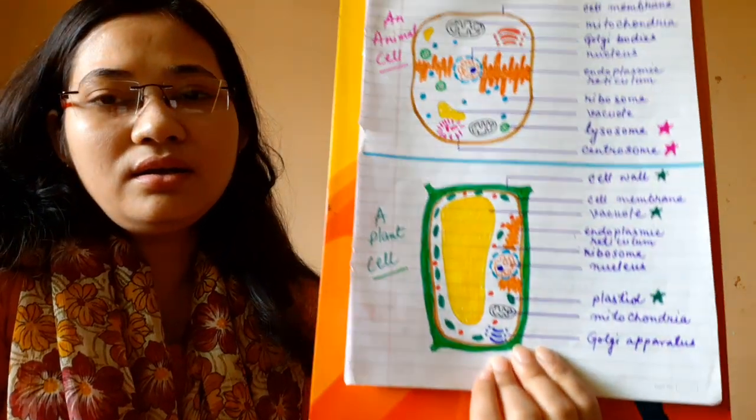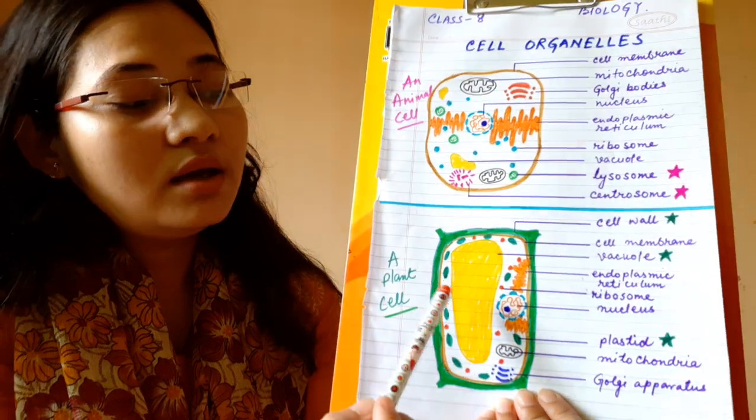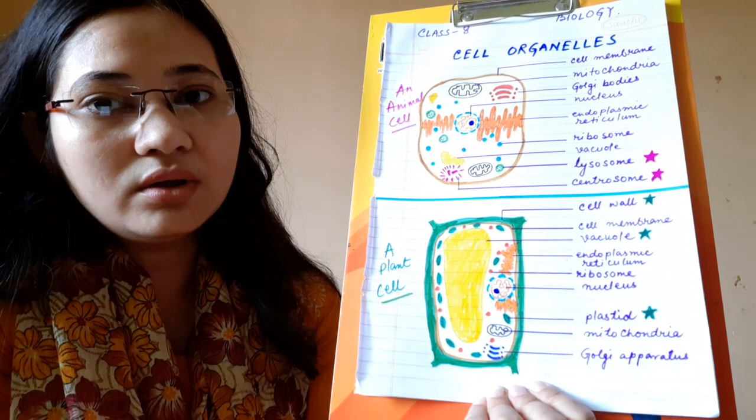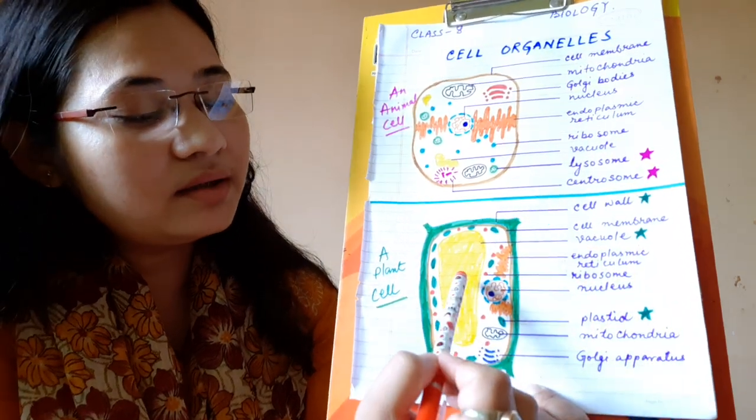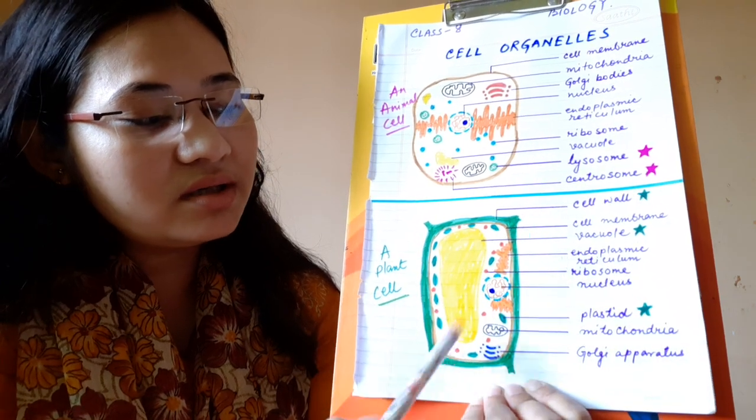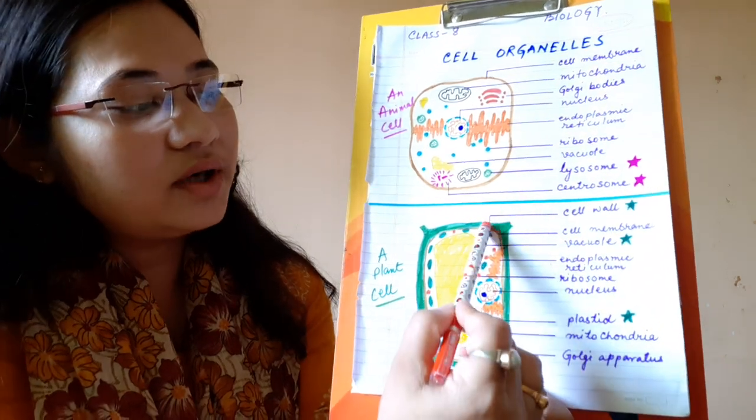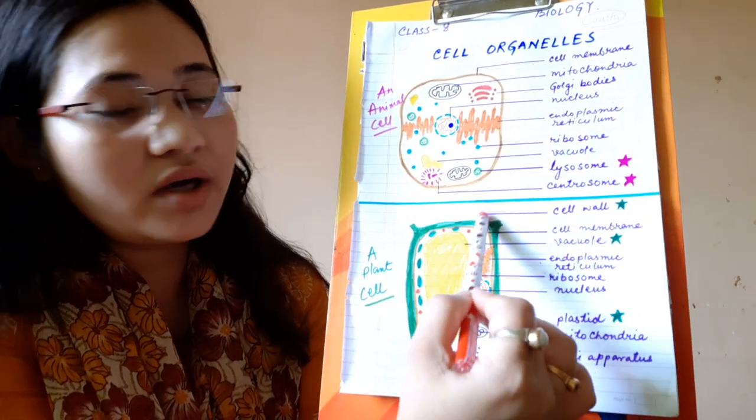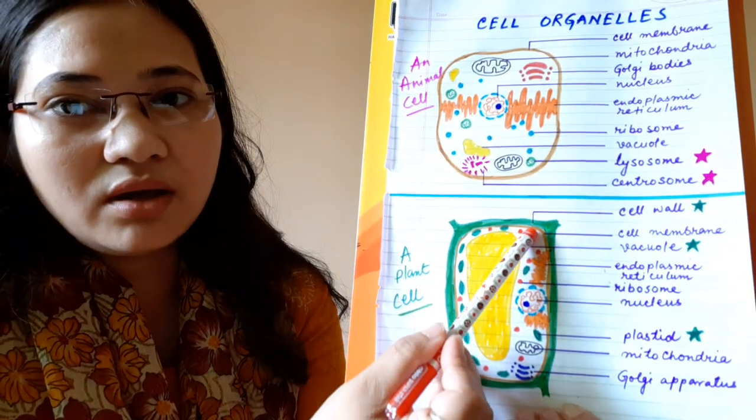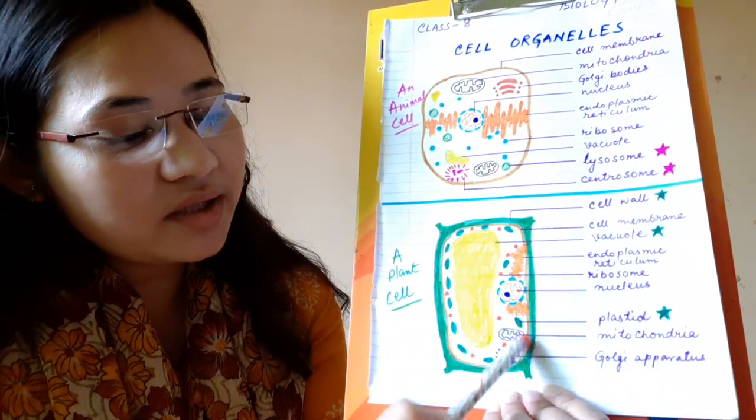Now let us see, in contrast to the animal cell, what cell organelles are present in the plant cell. Here I have drawn a thick cell wall. You have already read that in the case of a plant cell, an external boundary is present that lies outside the cell membrane, that is called the cell wall. So the first one is the cell wall, which is present only in the case of the plant cell. Then comes the cell membrane. Here you can see the brown color cell membrane, or the plasma membrane.